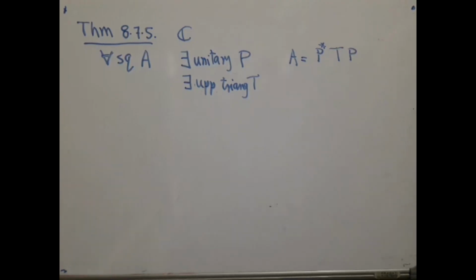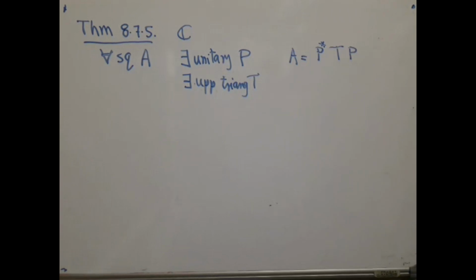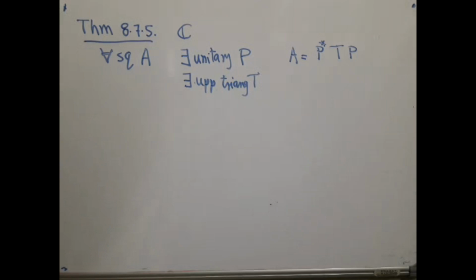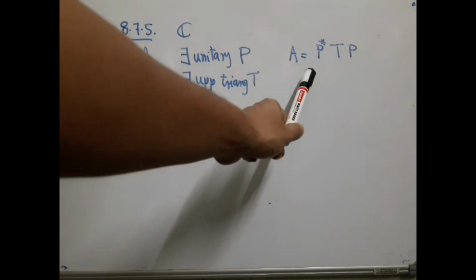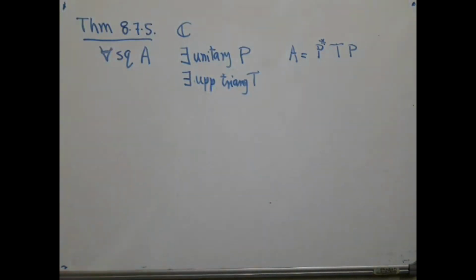We start with the theorem 8.7.5. We called it Schur decomposition in the last video. We have already seen the proof of this theorem in the last video. It says that we have to work with the complex field. Then for any square matrix over the complex field, you can write it in the form P star TP, which basically says that every square matrix over C is similar to an upper triangular matrix.